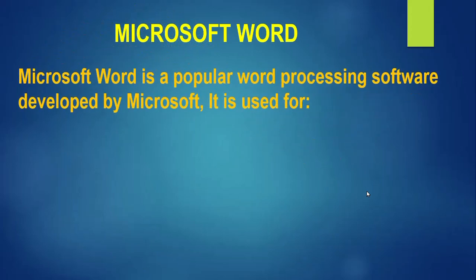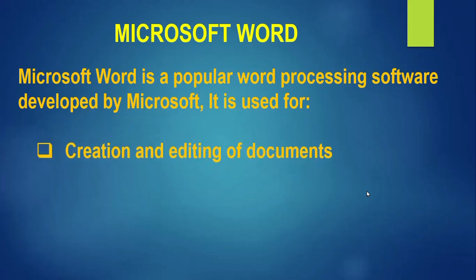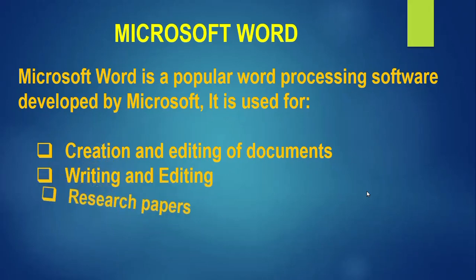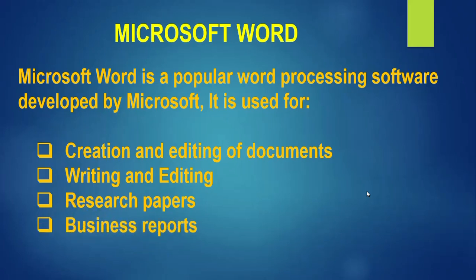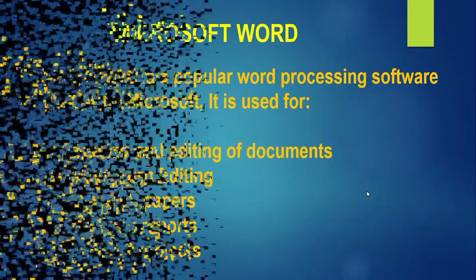So right now, I want to show you Microsoft Word, everything that you need to know about Microsoft Word. Microsoft Word is a popular word processing software developed by Microsoft. It is used for the following purposes. Number one, creation and editing of documents. Number two, writing and editing. Number three, research papers. Number four, business reports. Lastly, Microsoft Word is used for personal projects.